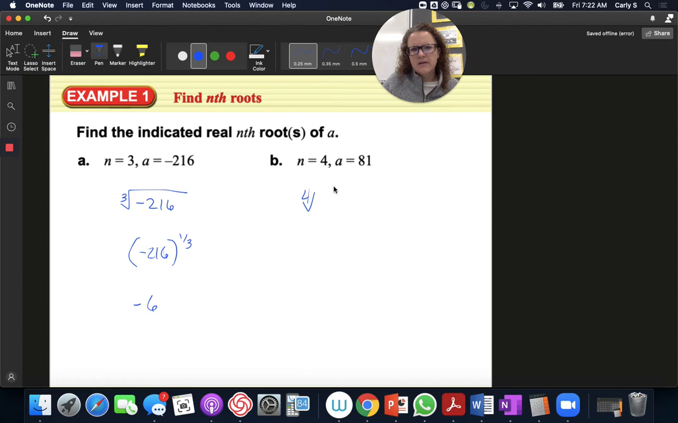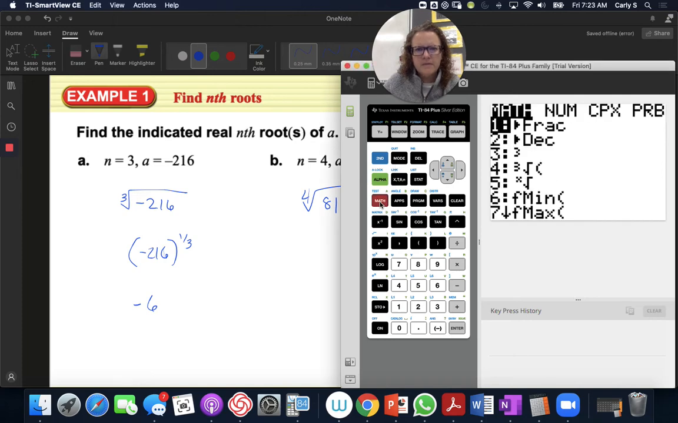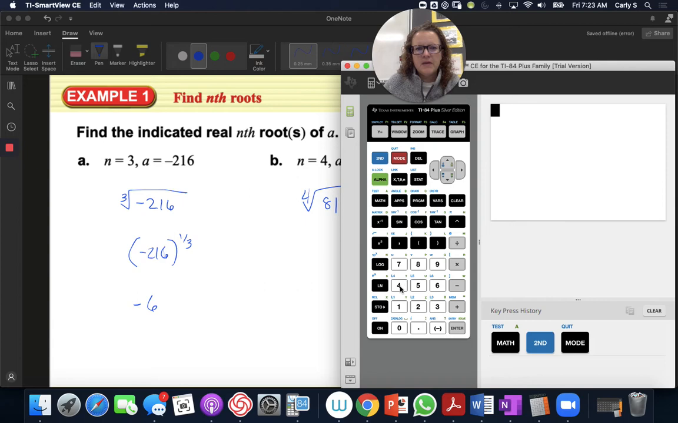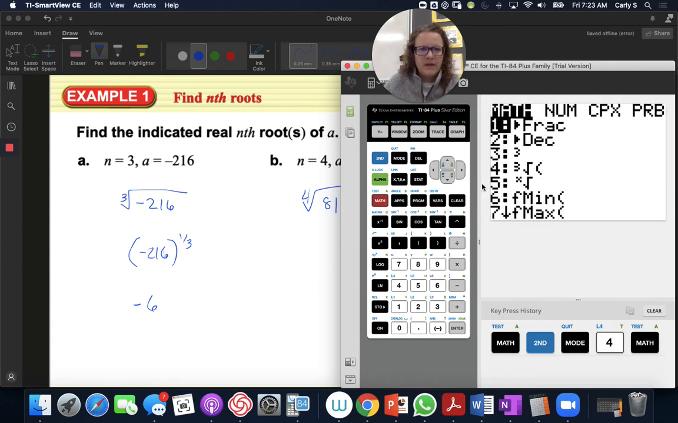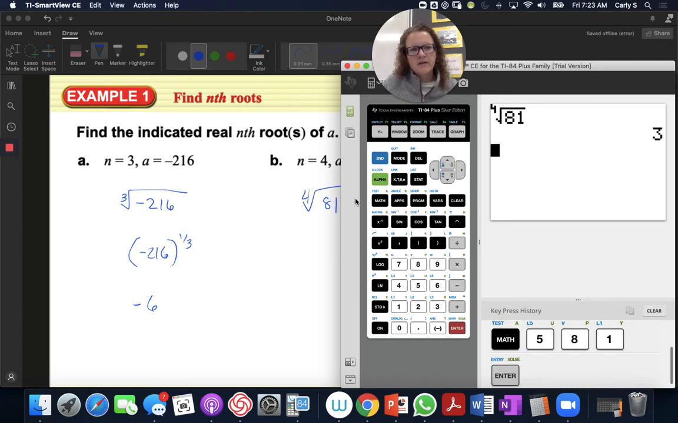Fourth root of 81. It doesn't do fourth roots. I'm going to pause it and bring up my calculator. So here, I'm going to hit the 4 first, and then the math button, and number 5 right there. It makes it a fourth root. I have a fourth root of 81, hit enter, it's 3.